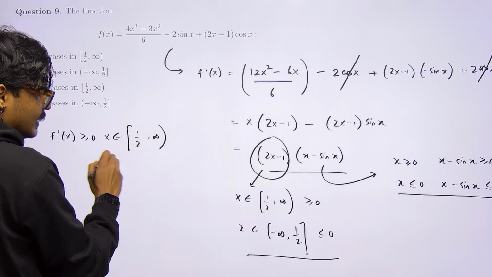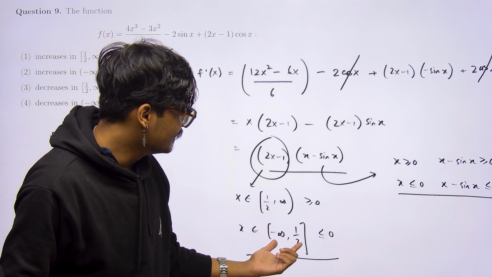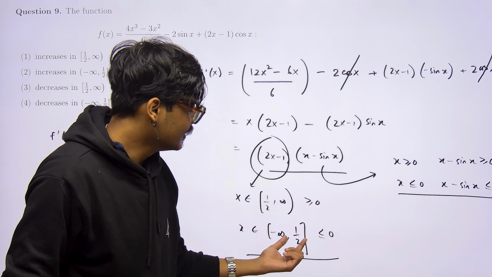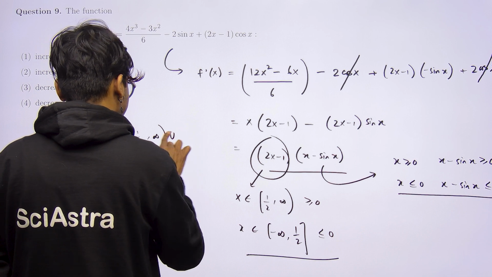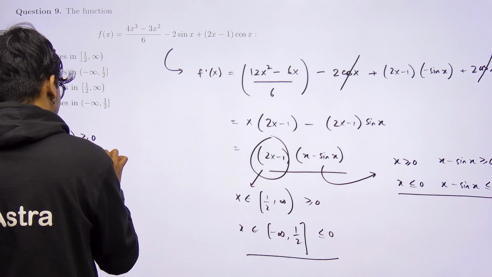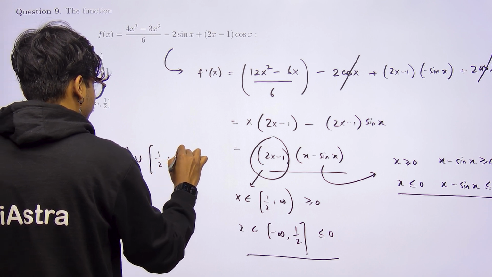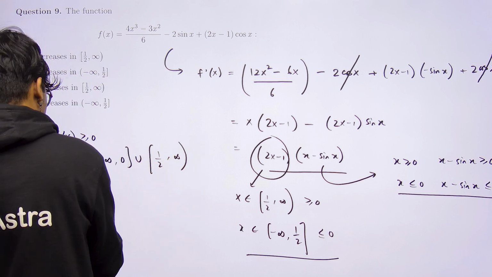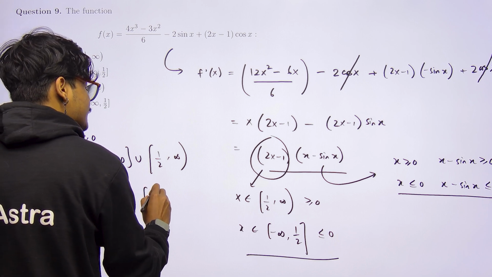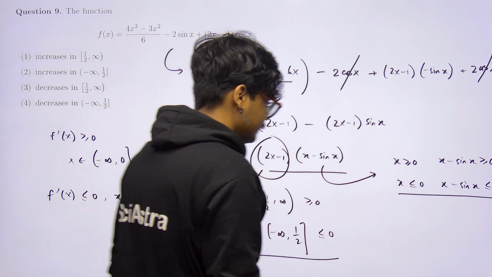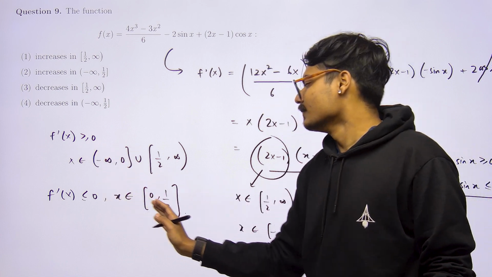And if you look at this interval, minus infinity to half, even on this interval, if I look at minus infinity till 0, this is going to be negative, this is also going to be negative, right? So this union, so x lies in minus infinity to 0, union half to infinity, right? And for f prime x to be less than equal to 0, I want x to lie in between 0 and half, right? So these are the intervals where function is going to be increasing. This is the interval where it's going to be decreasing, right?